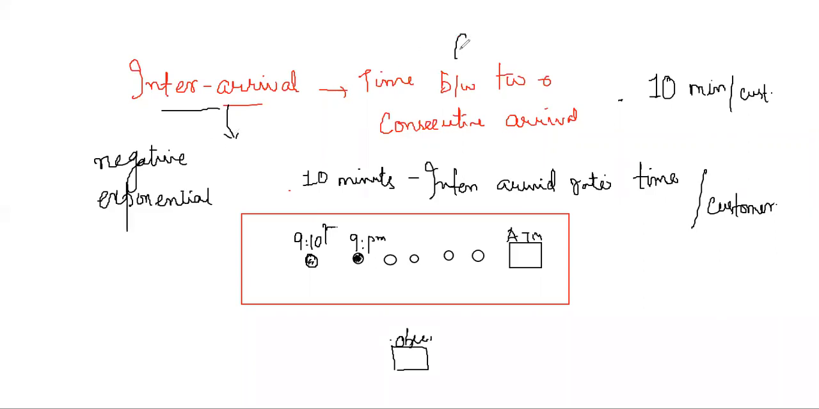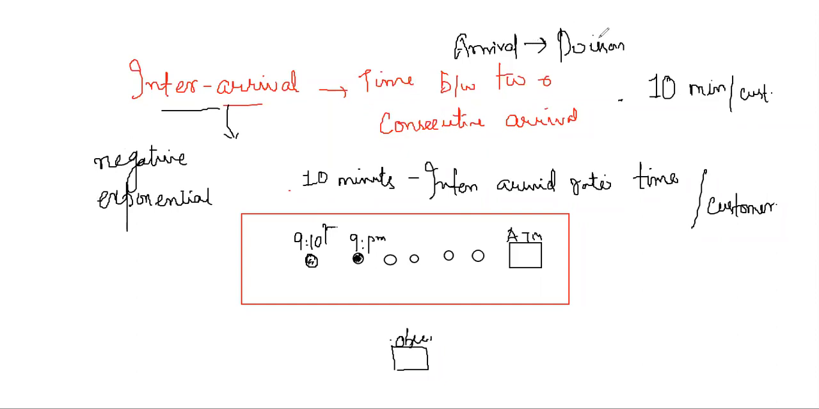So arrival follows Poisson distribution. Arrival follows Poisson. But when I talk about the inter arrival distribution, this is the negative exponential distribution.